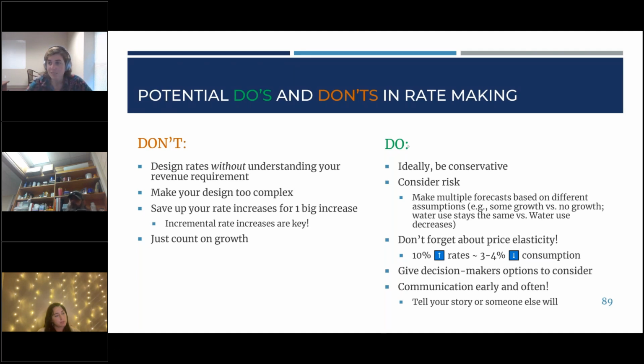We recommend thinking about price elasticity, which I have not mentioned yet, but it's basically the idea that as your rates go up, people will use less. It's that price sensitivity that I talked about within the encouraging conservation component. We do recommend giving decision makers options to consider, right? Presenting them with options so that they can consider different scenarios and maybe how they'll improve financial benchmarks. And we always recommend communication, making sure that you have a story to tell and that you're telling it so that someone else doesn't tell it, right? If you need to increase your rates, make sure that you're explaining why you need to increase your rates before someone else comes and says you're increasing your rates for an entirely different reason.